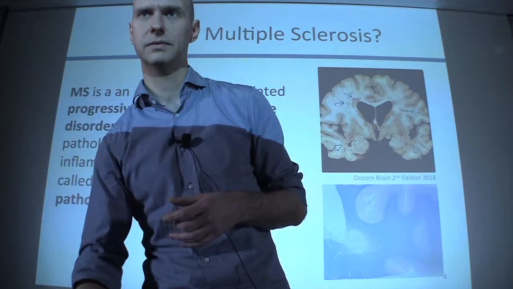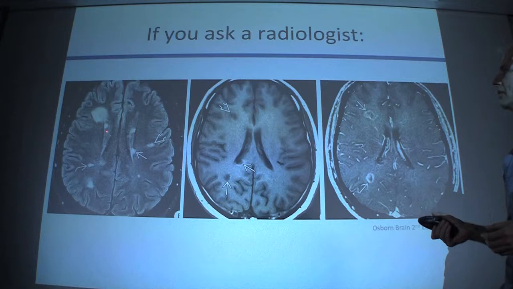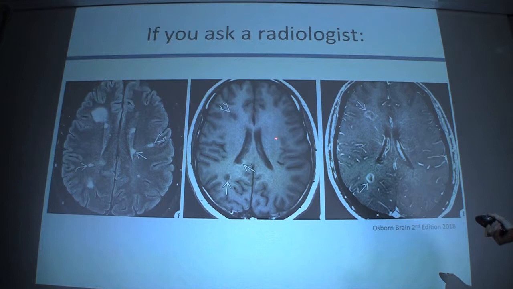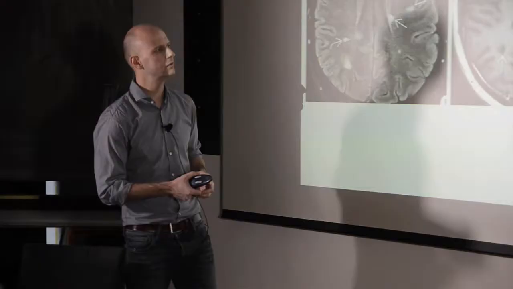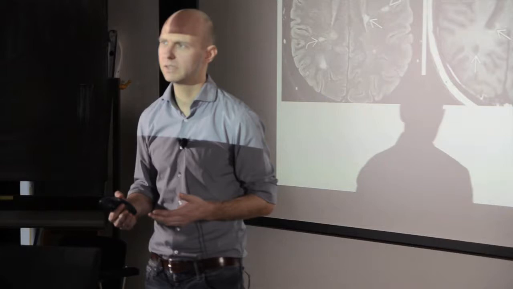But nevertheless, MS is a not-understood disease. If you would ask a radiologist what MS is, you would possibly get an answer like this. MS is characterized by multiple T2 hyperintense lesions that are periventricular, and that can be T1 hyperintense or not. You can hardly see it here, but if you compare this lesion or that lesion, you will see that these are T1 hyperintense. It's also characterized by the fact that if you give a contrast agent, some of these lesions will enhance. This visualizes that at that site you have a breakage of the blood-brain barrier.